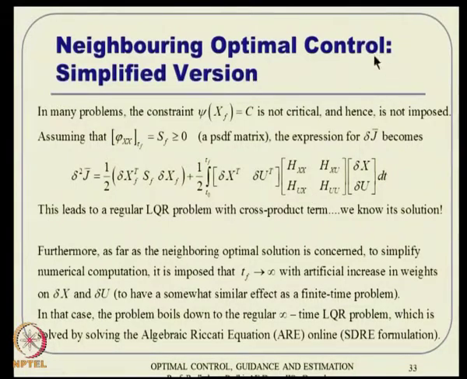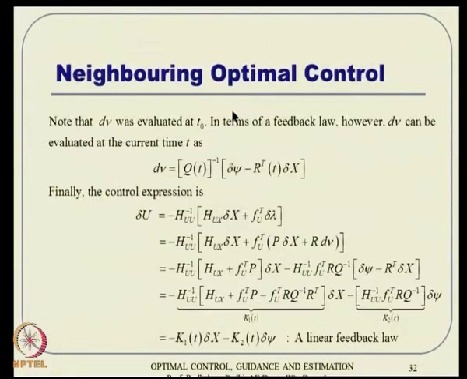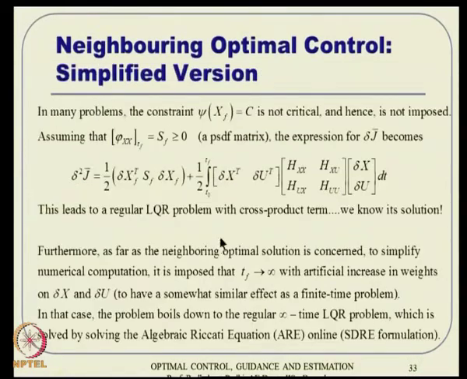So in many problems it turns out that this is not critical. This is just a comment, a simplified way of implementing. It is not critical and hence is not imposed, and you assume that this is also a positive semi-definite matrix and things like that. So delta square j becomes like that. Essentially it happens to be an LQR problem with a cross product term, for which you know how to get the solution. So if this constraint is relaxed, all this exercise we did is not really required, because we know how to solve this cross product cost function.